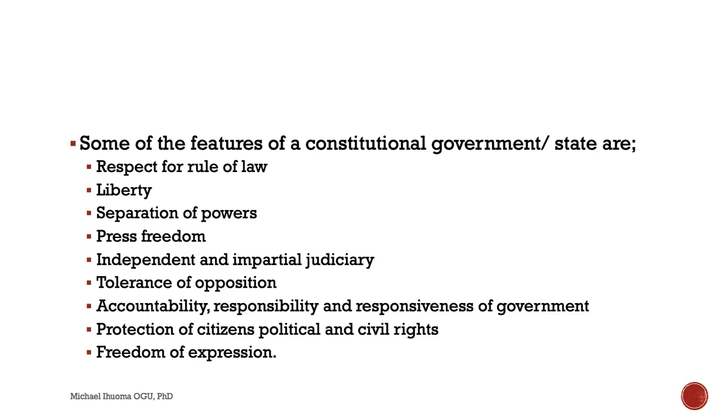There's also protection of citizens. So these are all characteristics or features of a constitutional government. So any constitutional government that doesn't respect the law is not constitutional, or that doesn't separate powers, depending on the kind of constitution it is, whether it is unitary or federal, that doesn't allow press freedom, that doesn't allow the judiciary to perform its functions independently, or doesn't tolerate opposition. So all of these are characteristics or identifying marks of a constitutional government.